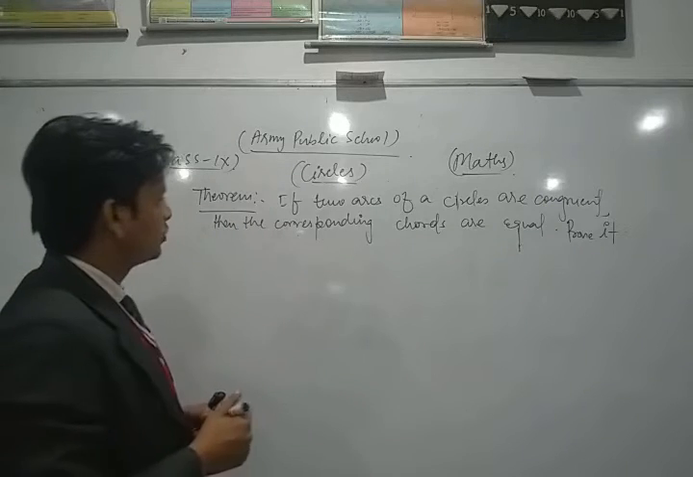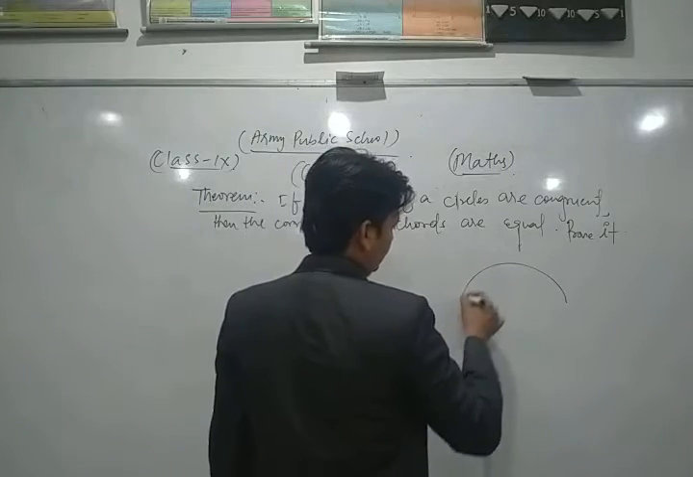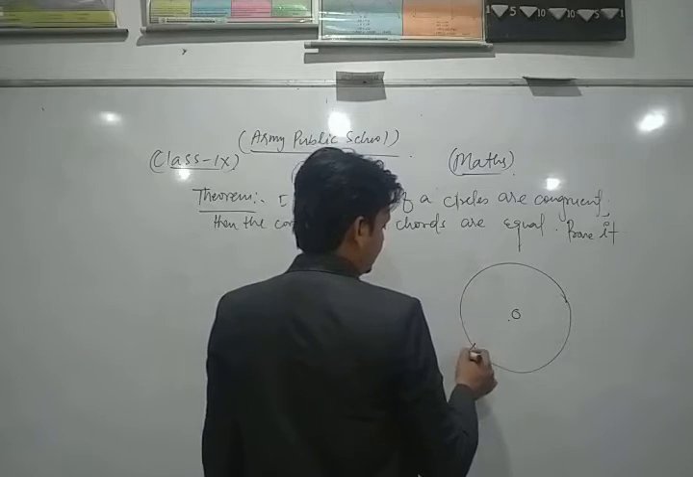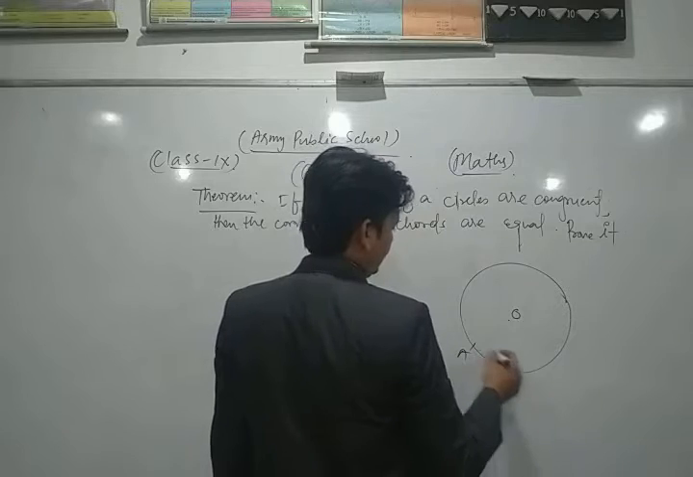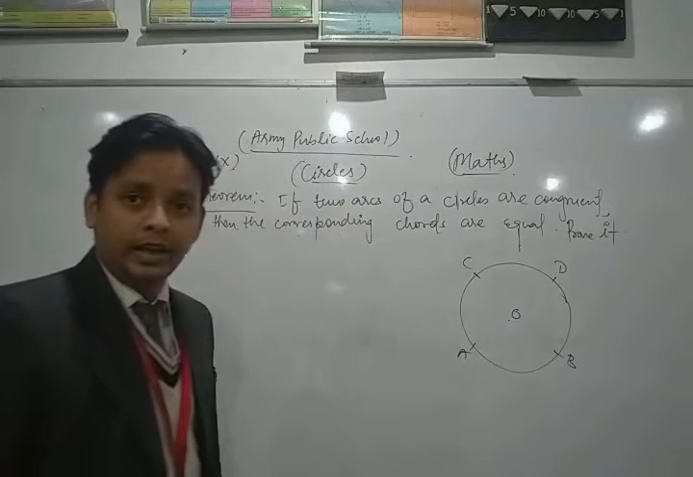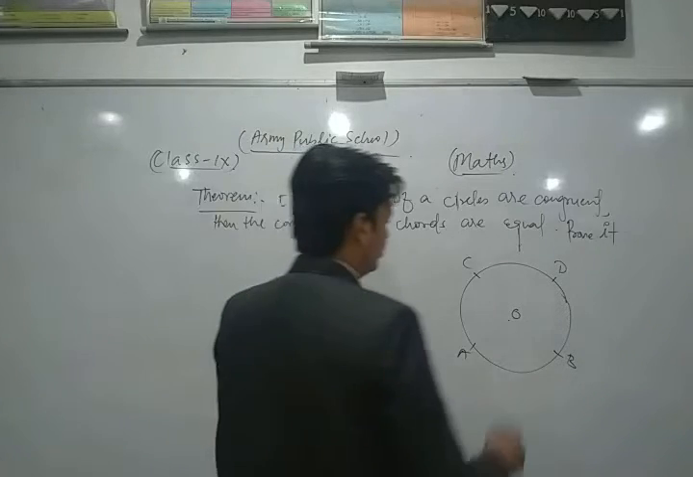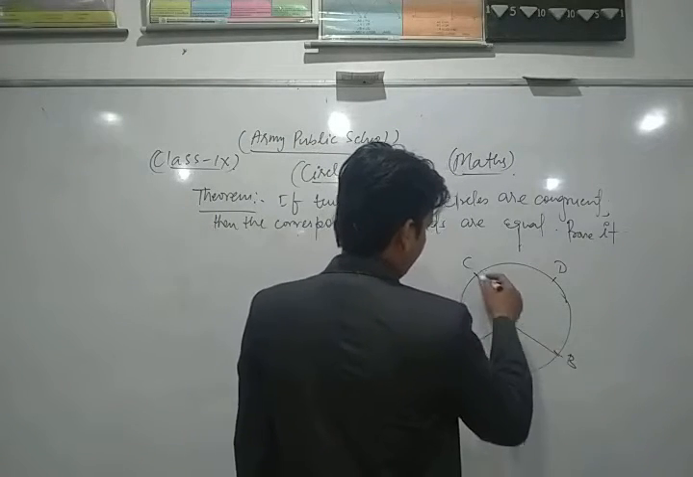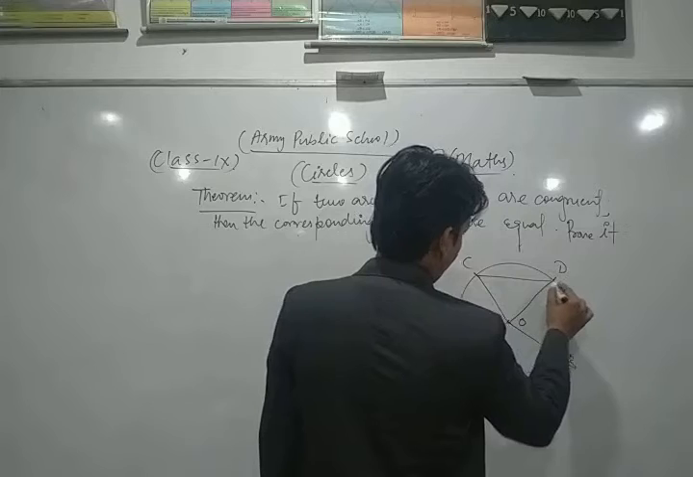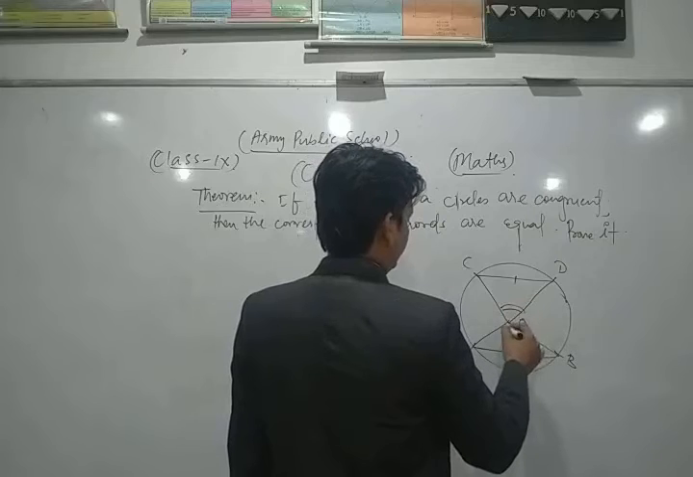Now, dear student, first of all we draw a circle. Suppose we take a circle with center O and radius R. Let us take two arcs AB and CD, and the arcs are congruent. So in this way they subtend equal angles at the center. Now we join the chords AB and CD, and this one is equal to that one.